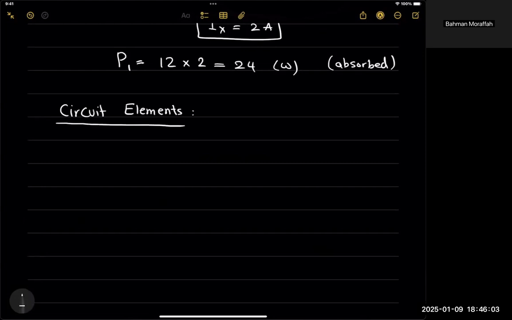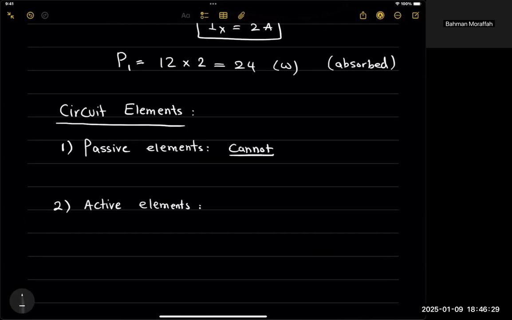In general, we have two types of elements. We have passive elements and we have active elements. Passive elements are those elements that cannot generate energy. So these elements cannot generate energy.